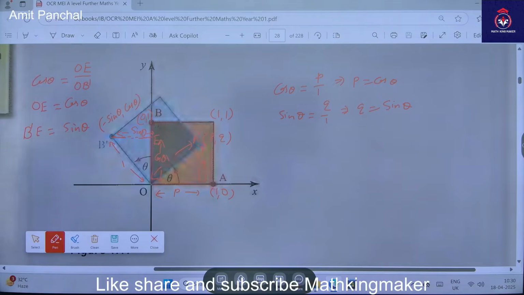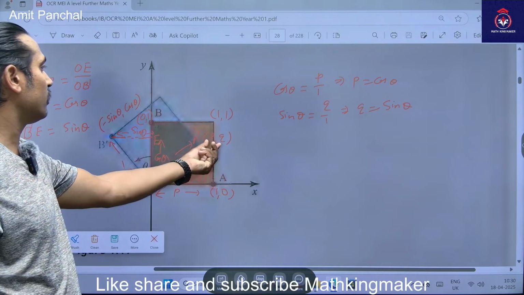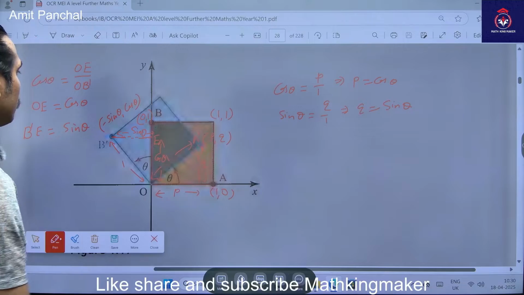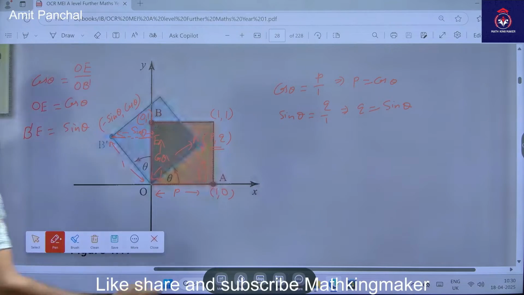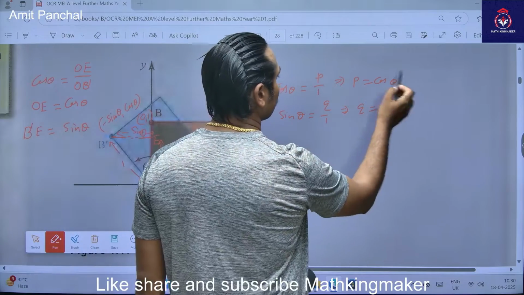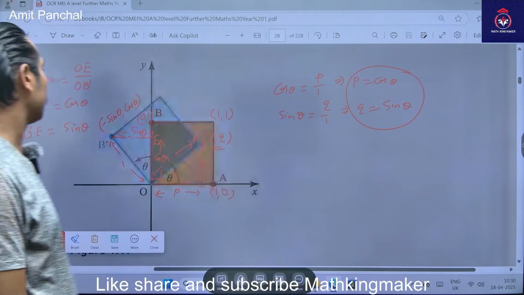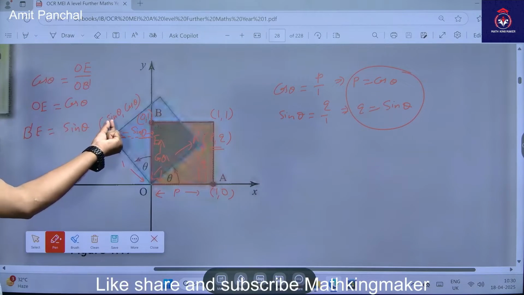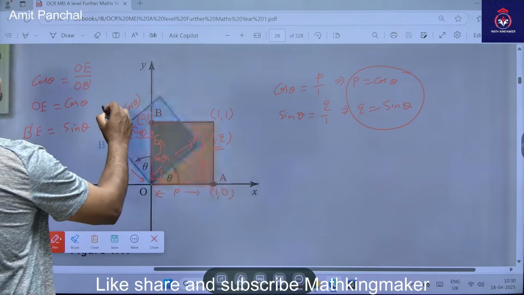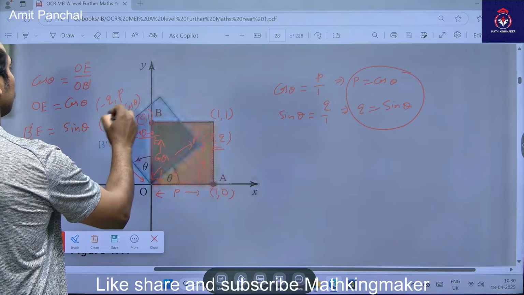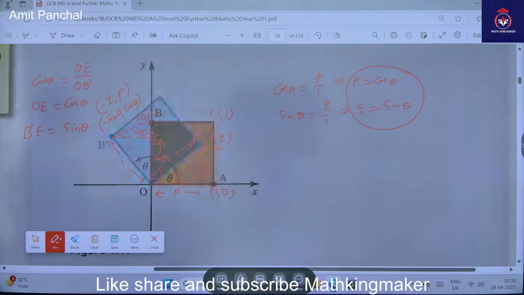So that is the same as what we had in the text: cos theta, sin theta. If this is PQ, let us say this B dash is P, so P is cos theta and Q is sin theta. So this becomes minus QP. Like this you can find out its image.